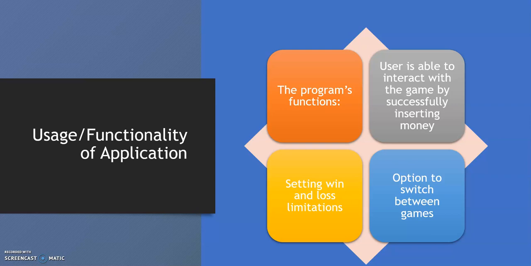Okay, setting win and loss limitations, so the game just doesn't continue forever. While they're playing blackjack, once they go over 21, the game lets them know they either lost or they got a tie. Or for slots, if they got 3 fruit that are unmatching, it'll let them know. Okay, and then the options to switch between the games. At the end of the game it will ask you, do you want to play the game again? Do you want to play the other game? Or do you want to completely exit? And that's in both of those.